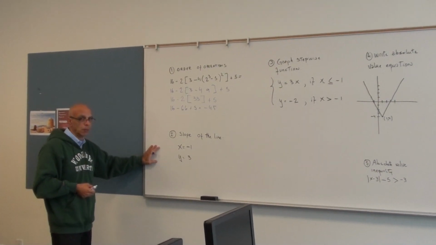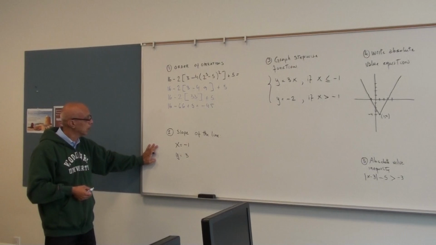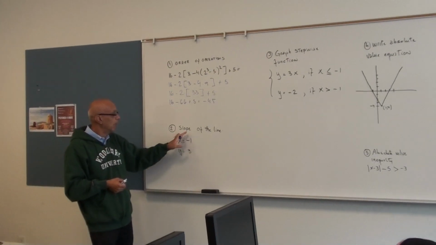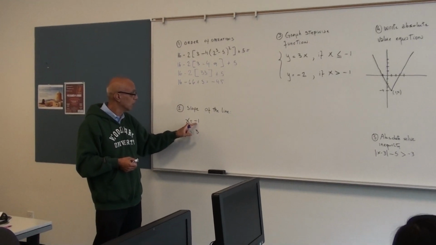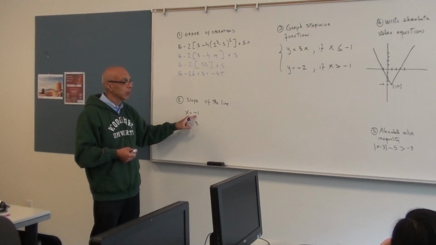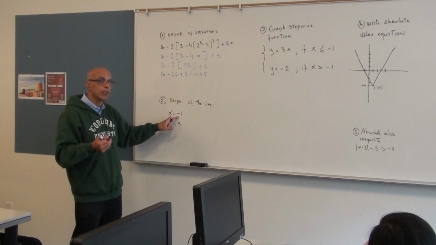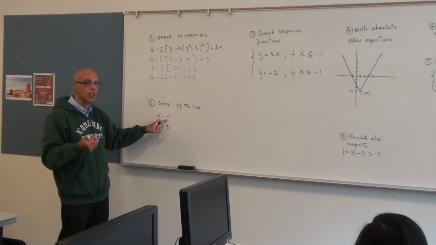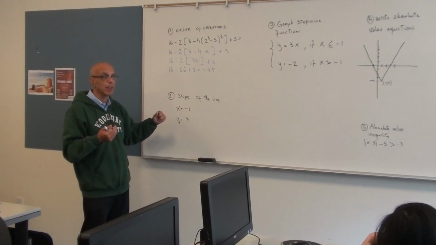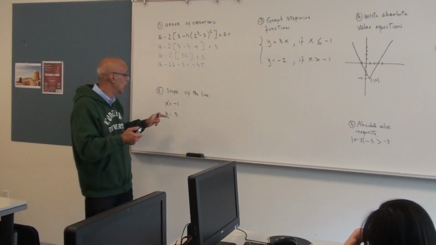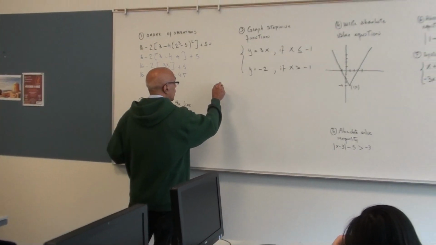Let's go to the next question that many students missed, which was finding the slope of a line. Here, x is equal to negative 1. So that means x is always negative 1. It does not depend on y. There is no y here in this equation. So it's independent. For any value of y, x is always going to be negative 1.